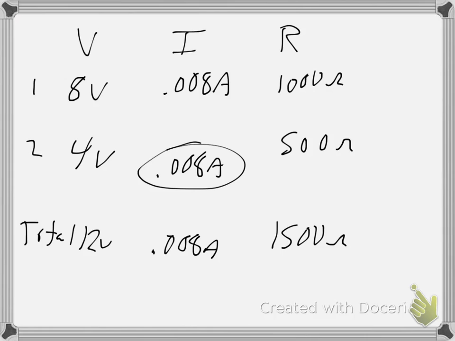Now don't forget, there is a capacitor there, but you're told that this has reached a steady state value. And what that means is that the capacitor is fully charged. And if the capacitor is fully charged, then there is no current that flows through it.